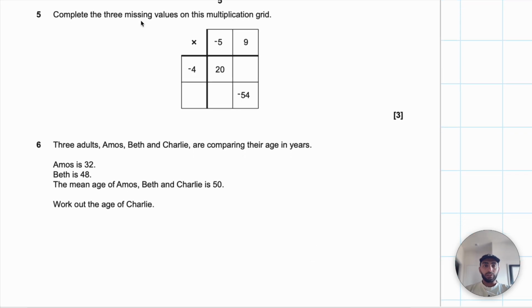Question 5. Complete the 3 missing values on this multiplication grid. I've already done this first one. I've got -4 multiplied by 9. A negative multiplied by a positive, because they're mixed, I will get a negative answer. So 4 times by 9 would be -36.